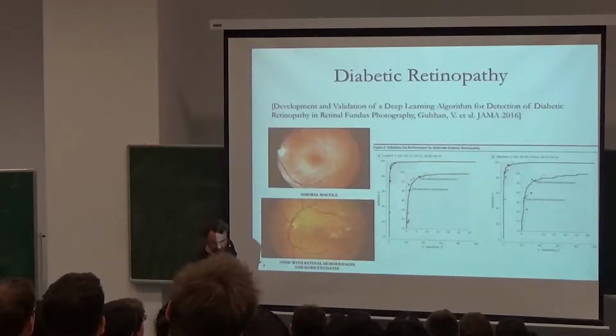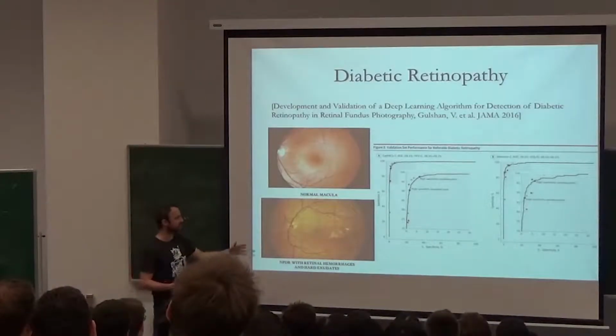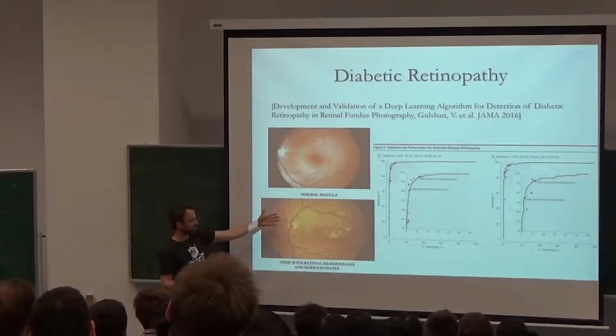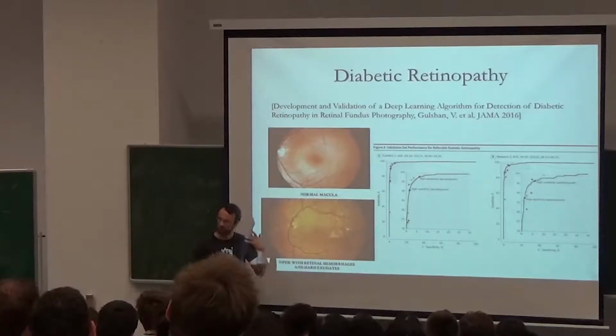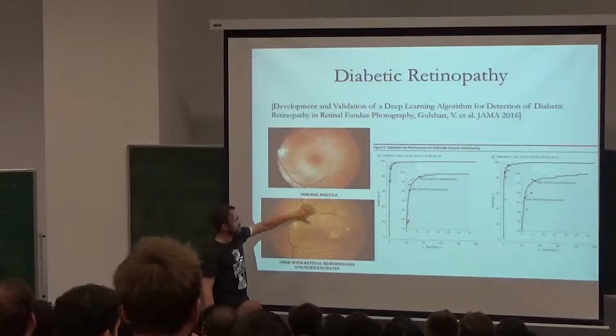Another one is diabetic retinopathy. This is a disease of the retina which causes the cells to die off and makes people go blind. There's a whole bunch of telltale signs, so if you go for an eye exam, they can take a picture like this. So that's bad, that's good.